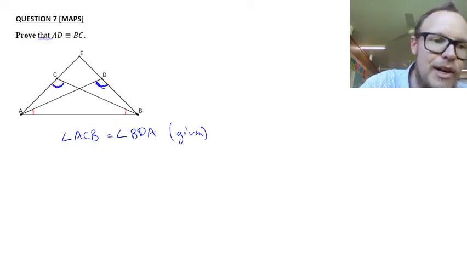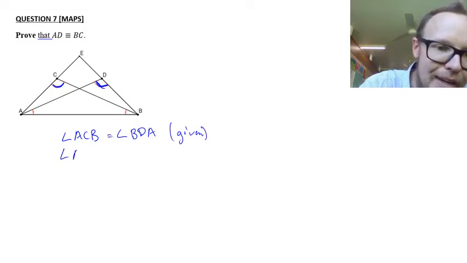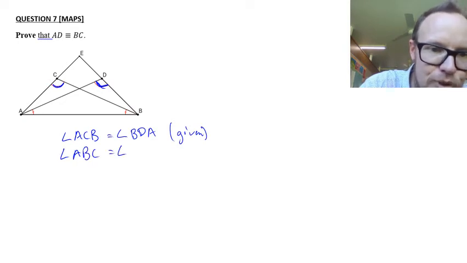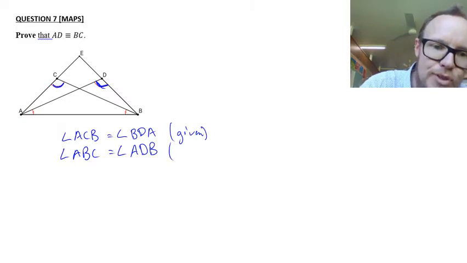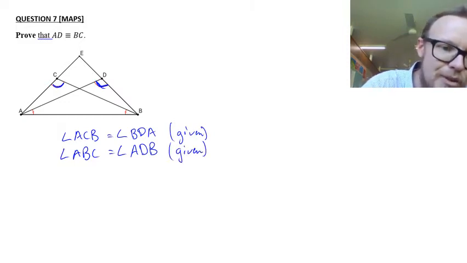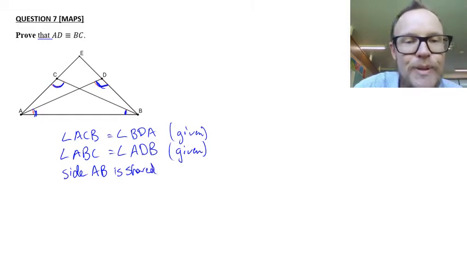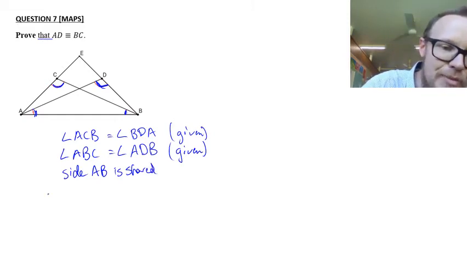That's given to us. I can also say angle ABC is equal to angle ADB. So that is also given because those angles are this angle here and this angle here. They are equal. I also know that side AB is shared. So I've got angle, angle, side. So then I can have a statement of congruence.